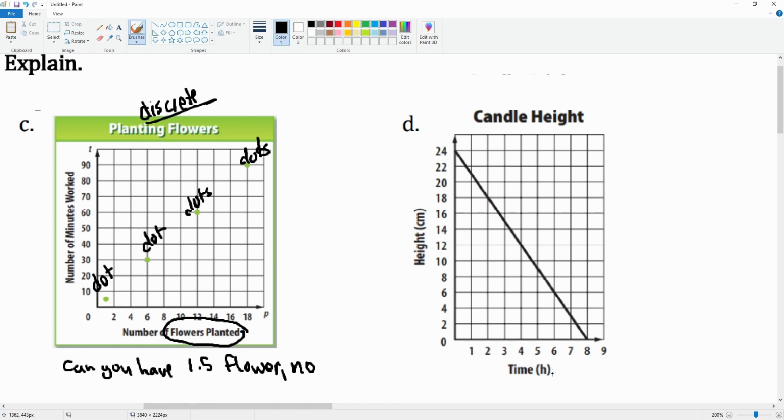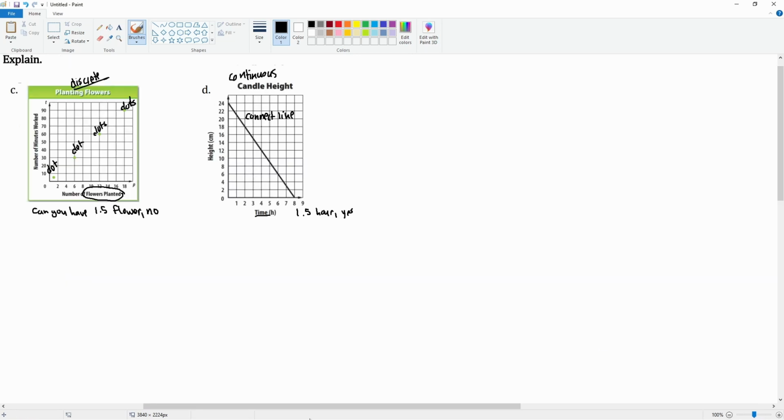Likewise, if you look at D, notice here this is time. We already know time. Can you have 1.5 hours here? The answer is yes. This is going to be continuous. All right, and notice this is a straight line. No, the straight part doesn't matter. It's more of a connected line. That is the visual of what a continuous is. Okay, so there you go.